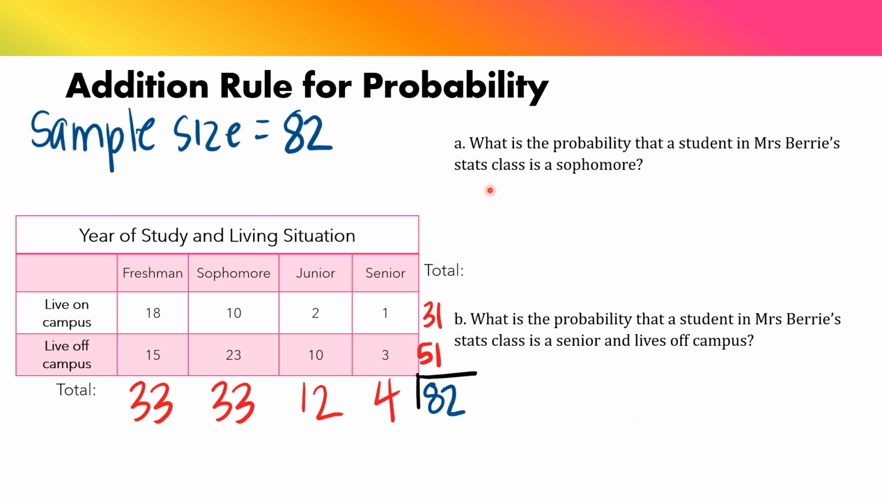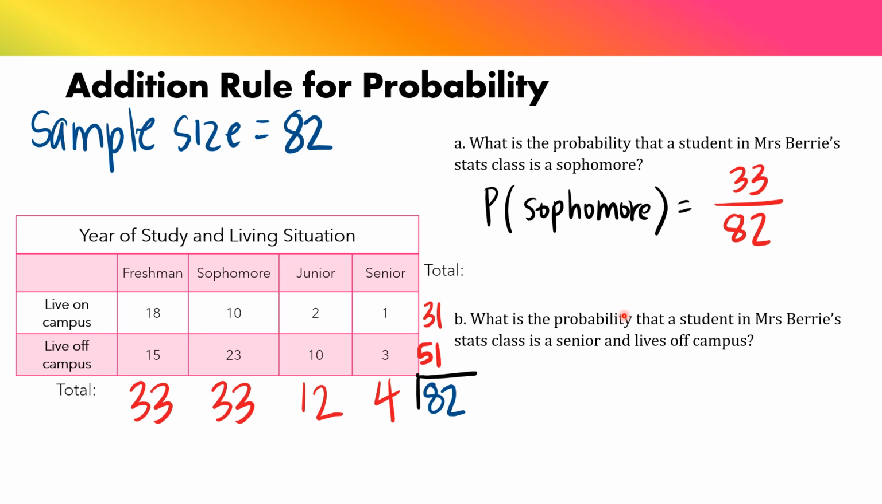We've got quite a few questions associated with this table. It says, what's the probability that a student in this class was a sophomore? Probability of being a sophomore, again, think success over total. How many sophomores did I have? 33. And what was my sample size or my total? 82. So 33 over 82. That's a very straightforward probability calculation.